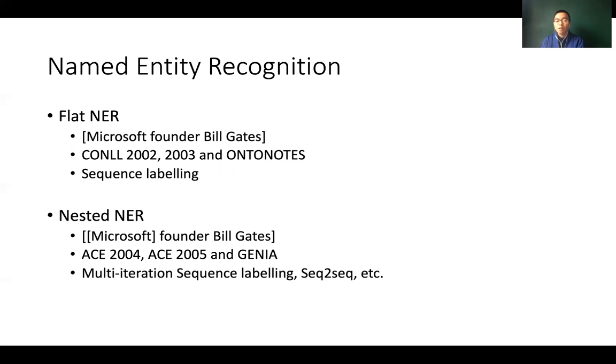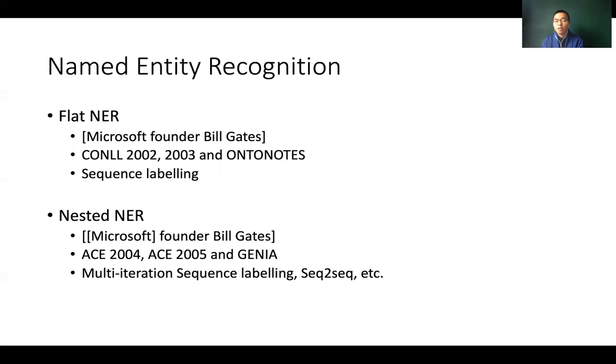And normally for flat NER, people use sequence labeling. Which means that you use BIO labels to label each individual word of the sentence, and then you create the named entities in the post-processing.